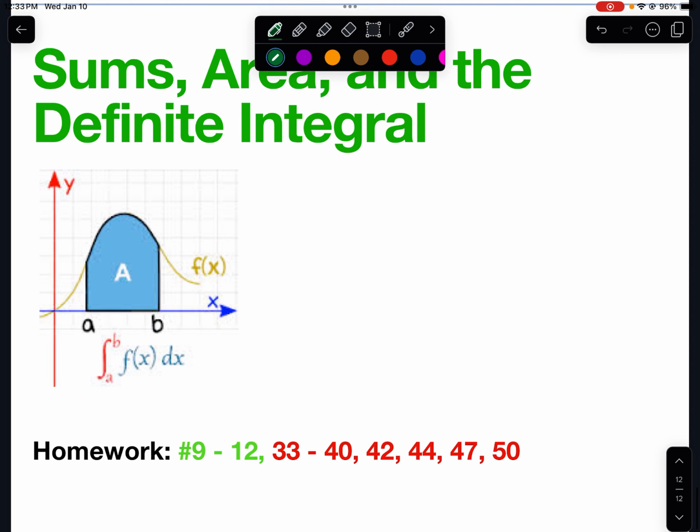There was a lot of information provided here today. Tried to skim over it as best I could while still keeping a good pace. That's enough today about sums, area, and the definite integral. Thank you for watching.